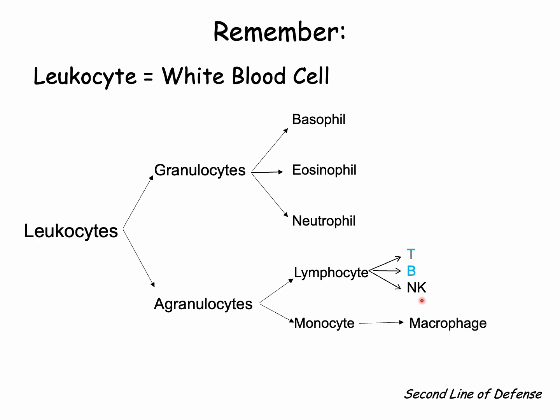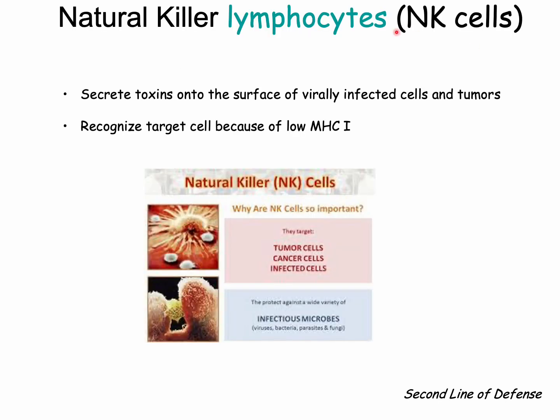On the next slide, we're going to talk a little bit more about natural killer cells because really they kind of bridge the gap between non-specific and specific immune responses. Sometimes they kind of just hang out in this gray area in between, but really they're considered part of the non-specific immune response or your innate immune system. So that's why we're going to talk about them now in the second line of defense discussion before we get to the specific immune system.